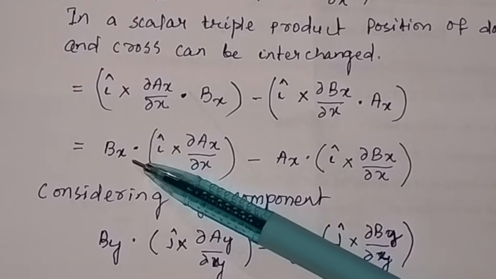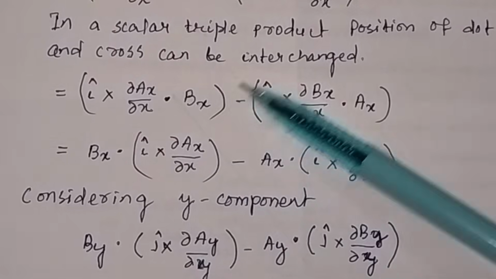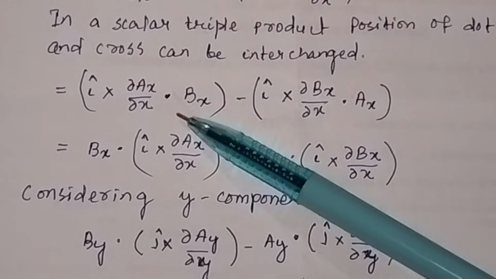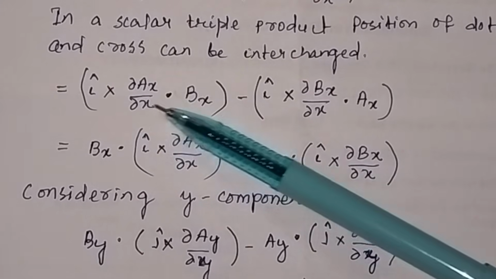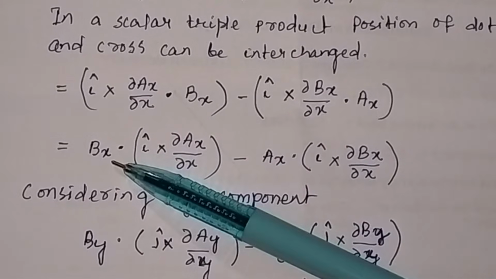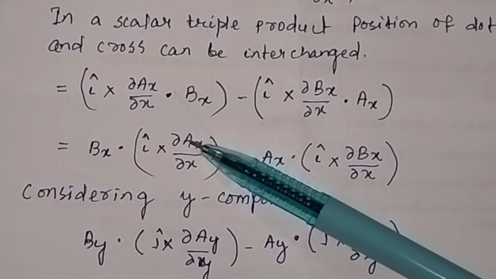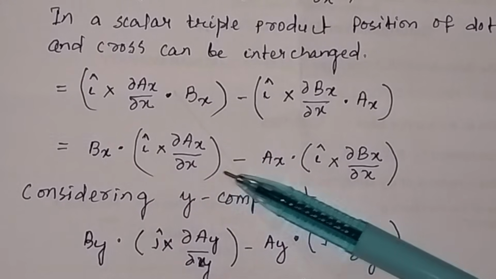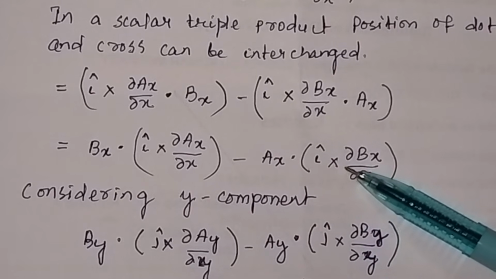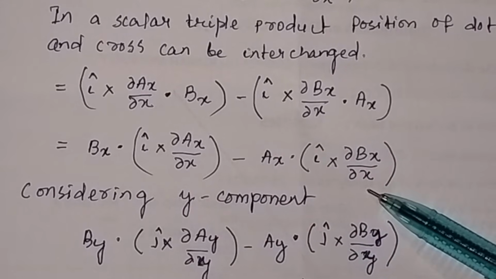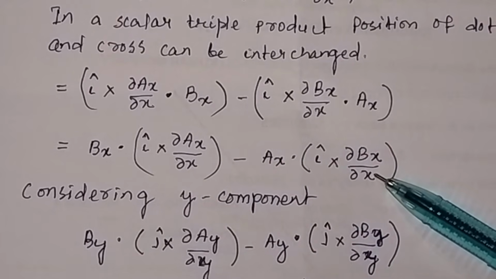In the next step, I again interchange the dot with the cross, because it is also a scalar triple product. Then this will be equal to Bx dot i cap cross partial derivative of Ax with respect to x, minus Ax dot i cap cross partial derivative of Bx with respect to x. So this is the result for the x component.